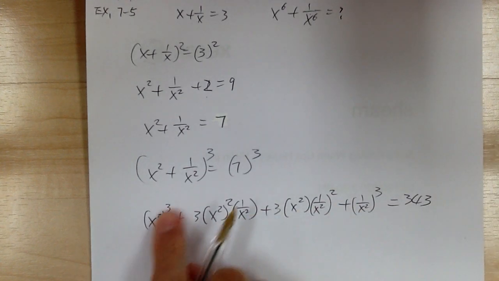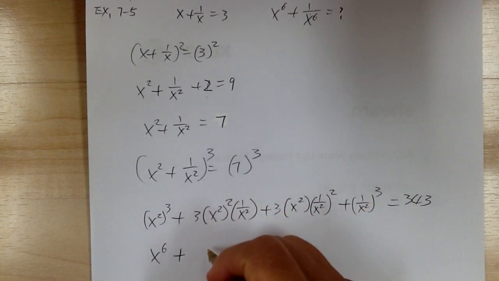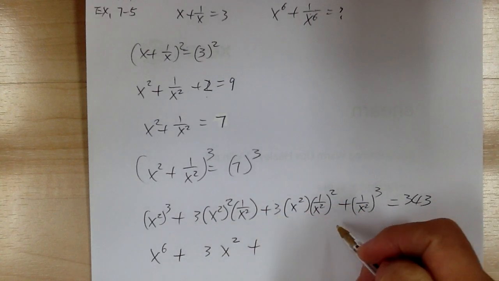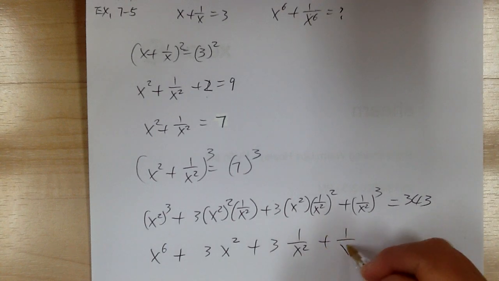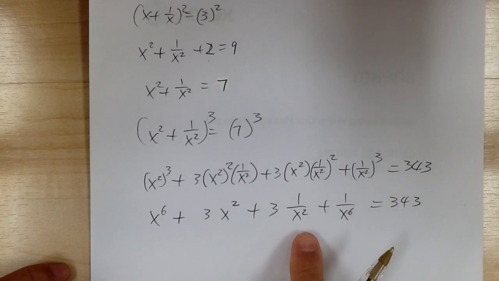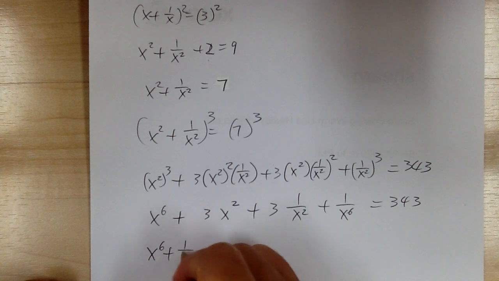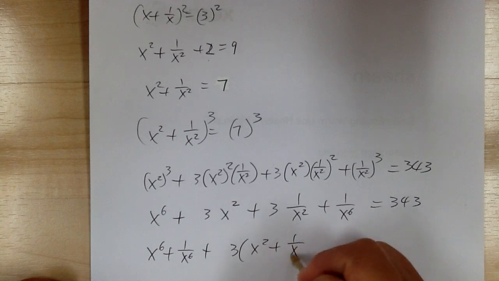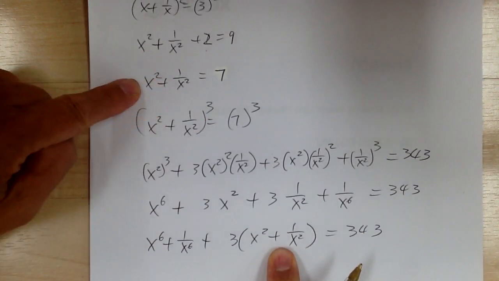Okay, so now let's work this thing out. So you've got x to the 6th power plus, okay, so this would be 3x squared. So do this carefully, plus 3 times 1 over x squared plus 1 over x to the 6 equal to 343. Okay, and again, notice we can gather these, right? So this and this is what we're looking for. This one we can factor out a 3. So we've got x squared plus 1 over x squared, and from here, we can see that it's equal to 7.